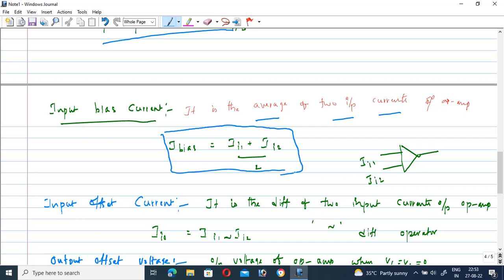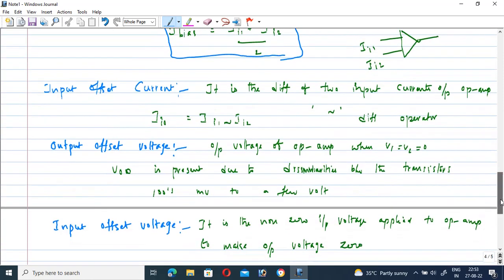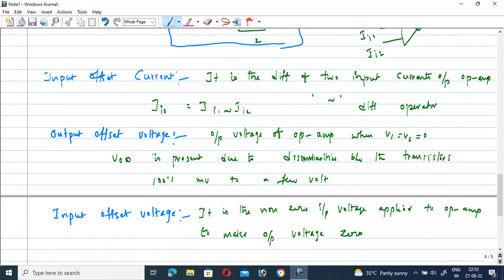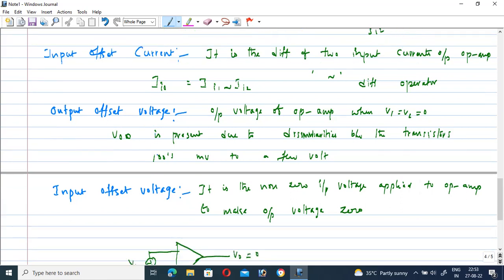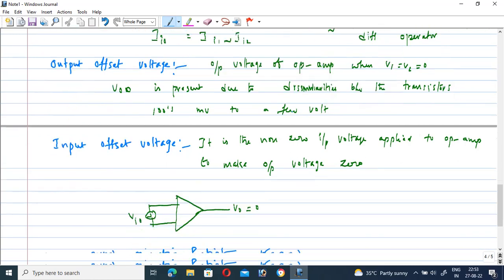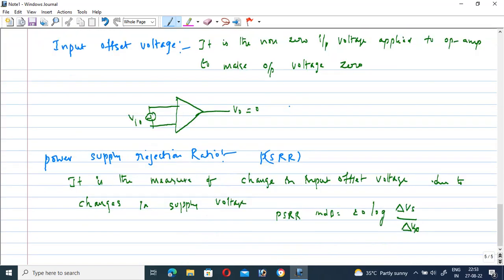Okay, input bias current. Input offset current, difference of two input currents, is nothing but input offset current. Output offset voltage, difference of two output voltages. Input offset voltage is the difference of non-zero voltage applied at the op amp side to make the output voltage 0. Okay, so power supply rejection ratio is a measure of change of the input voltage due to the supply voltage changes. So this is nothing but the transfer characteristics of the operational amplifier.